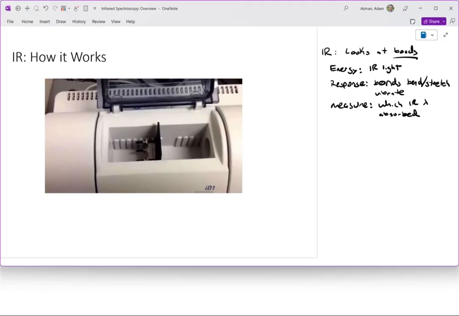And again, because this is characteristic, if we see that there's an absorption at a certain wavelength, then that suggests that we have a certain functional group in the molecule. And so we can use that to start to figure out the structure of molecules where we don't know the structure already.